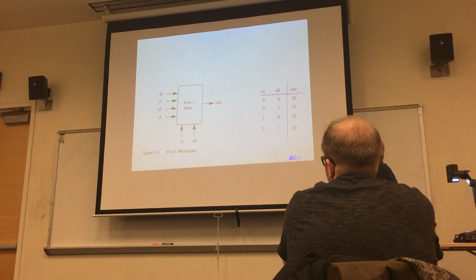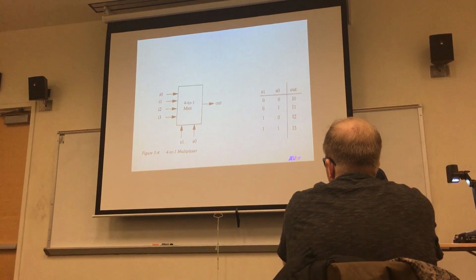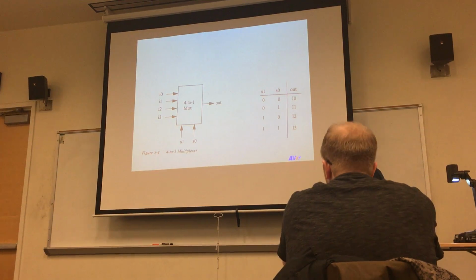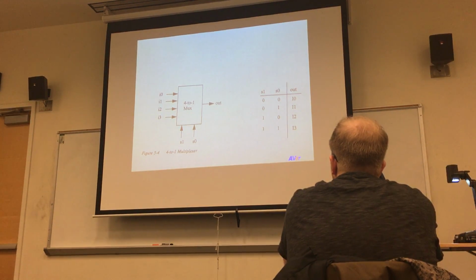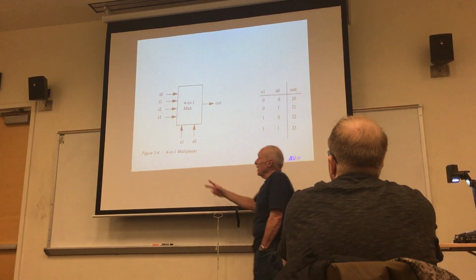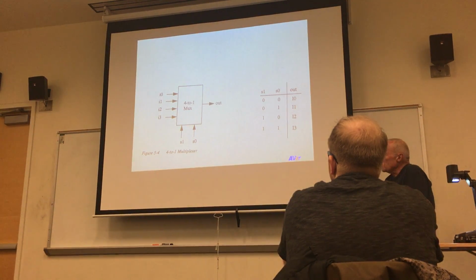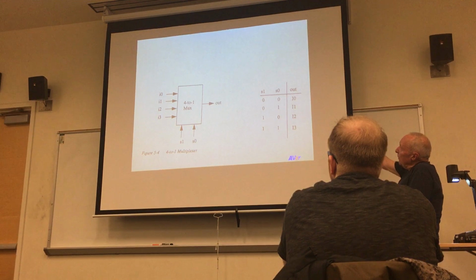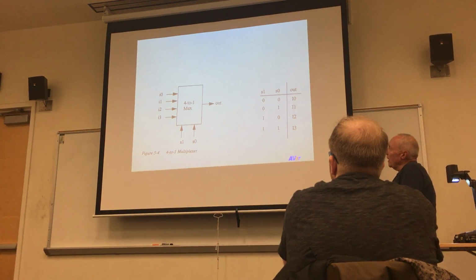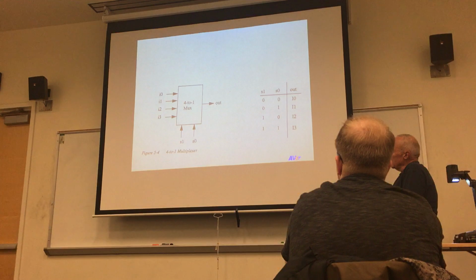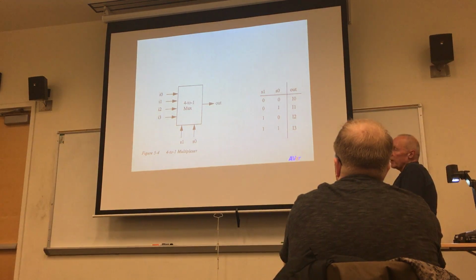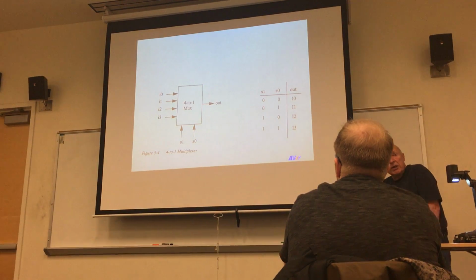So this is a multiplexer, 4-to-1. There are 4 inputs, I0, I1, I2, and I3. The output is connected to one of those 4 inputs. Which input is determined by the binary pattern you put on the 2 select inputs. And the function table to the right shows you for various select inputs which input is hooked up to the output.